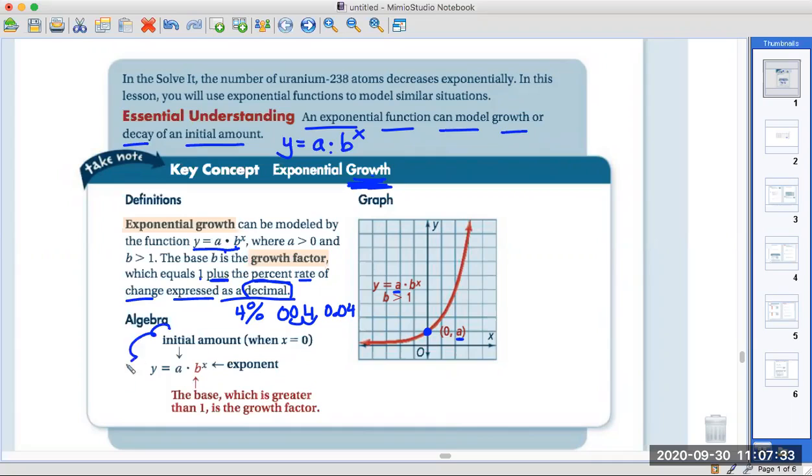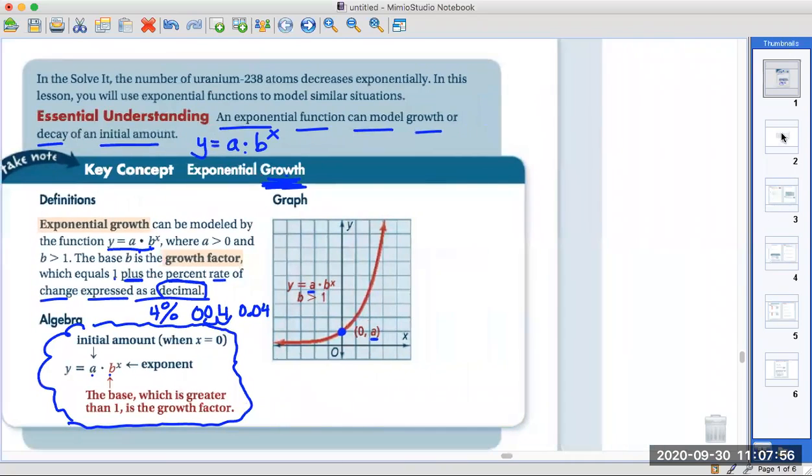And down here, it explains it one more time, really beautiful, the whole thing. Here's our initial amount, here's our base, which is the growth factor if it's bigger than 1. This is always our exponent, which is our variable, and this is our answer, y.